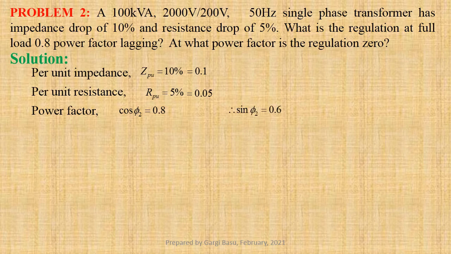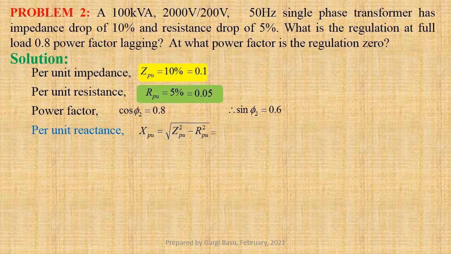Let us now determine the per unit reactance. X per unit equals root over Z per unit square minus R per unit square. Putting values, we get root over 0.1 square minus 0.05 square, that gives us 0.0866.